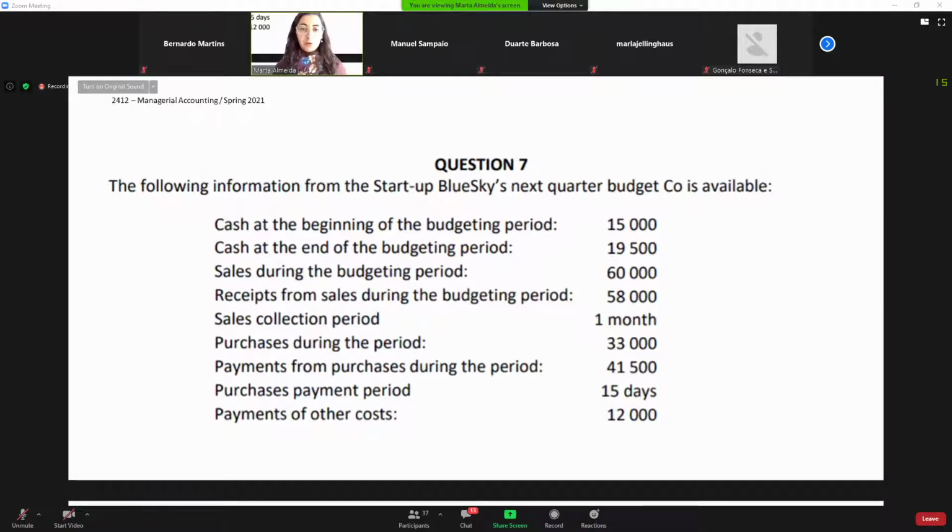The difference between 41,500 and the 27,500 is 14,000, and that is how much we were owing the suppliers at the beginning of the period. Very good, thank you very much. Also, Frederick also posted there. Thank you very much, Frederick, for sharing that on the chat.